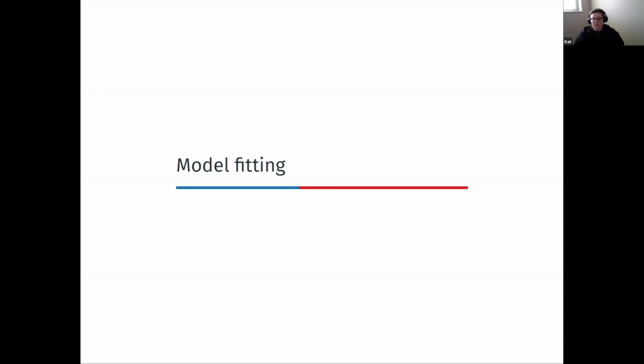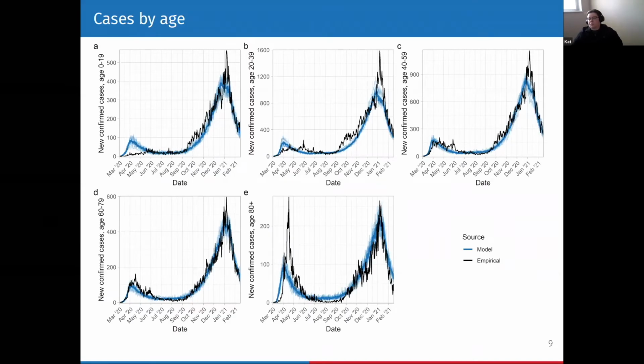So given that we have this model, we did some fitting against all this data to try and figure out how reasonable our fits were with the model. And this is just an overview of the outcome of that fitting, which is that our breakdown by age is pretty good.